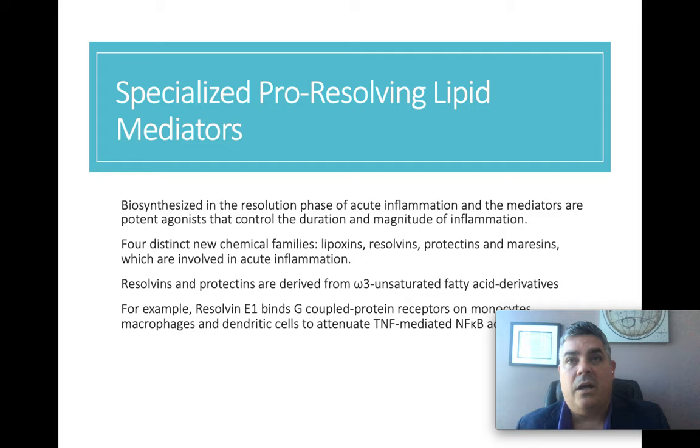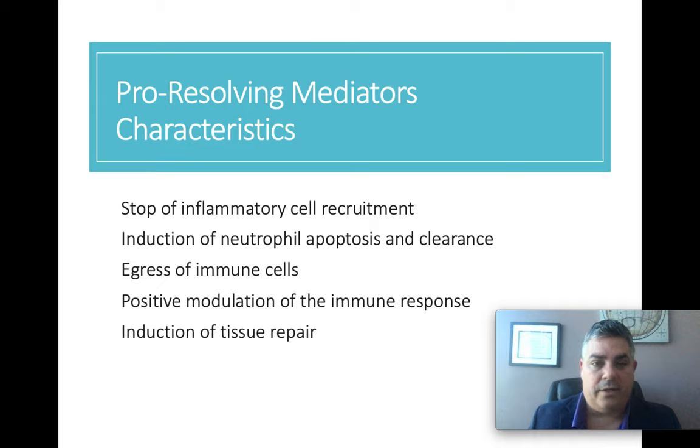So we find that small cold water fish like anchovies and sardines are high in resolvins and protectins, but a lot of that is based on what they eat. So if they're farm-raised and fed corn, they're not going to have a lot of resolvin content. But if they feed on plankton and algae and other naturally growing compounds in the ocean, they'll be very high in resolvins. So the idea is that resolvins bind to these G-coupled protein receptors on macrophages and dendritic cells and are designed to attenuate that inflammatory response.